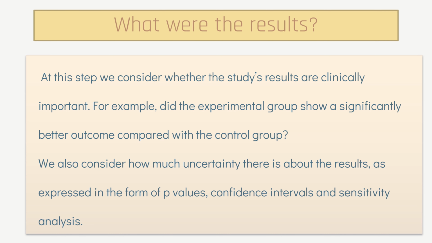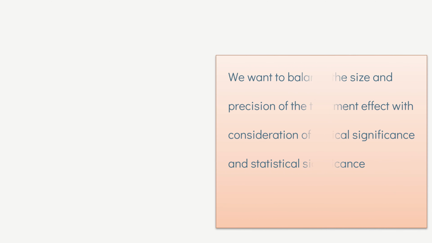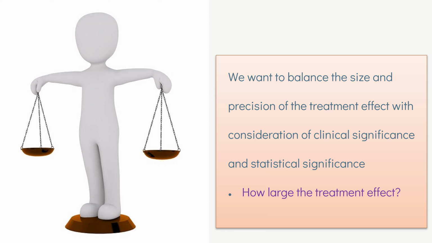If we decide that the study is valid, we can go on to look at the results. We consider whether the study's results are clinically important. For example, did the experimental group show significantly better outcomes compared with the control group? We also consider how much uncertainty there is about the results, as expressed in the form of p-values, confidence intervals, and sensitivity analysis.